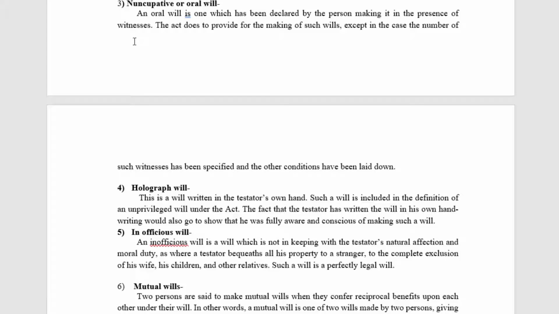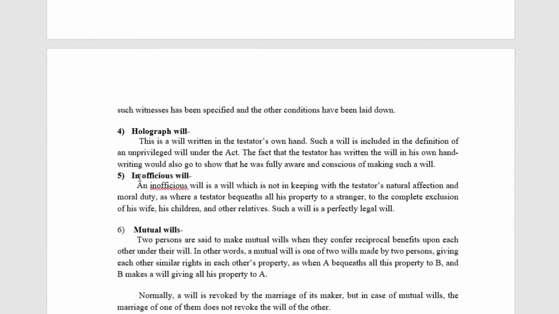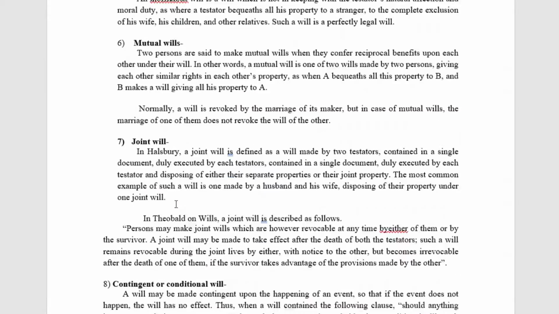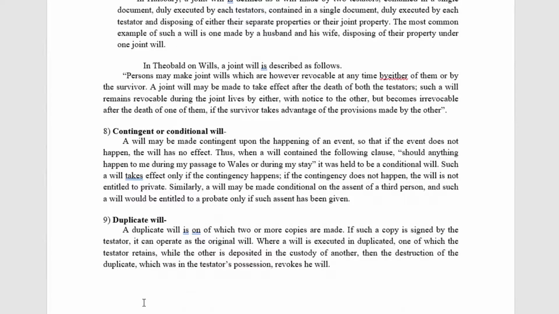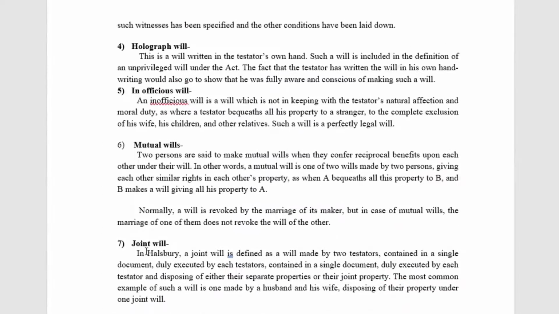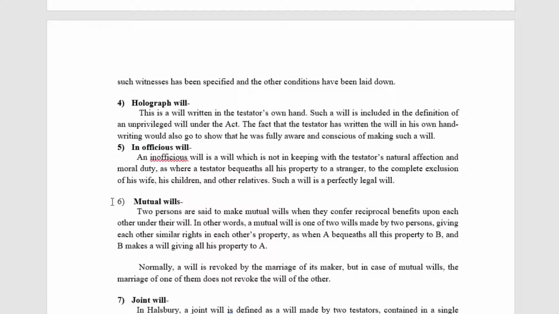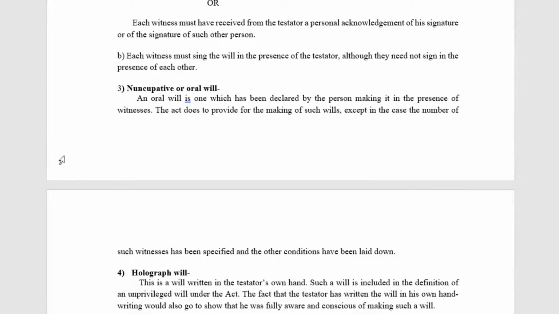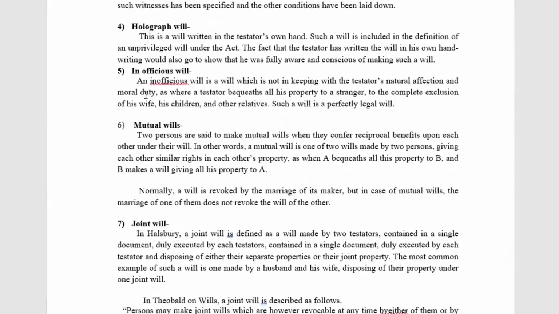Here we can get the other kinds of will, that is, nuncupative or oral will, holograph will, inefficacious will, mutual wills, joint wills, contingent and conditional will, and duplicate wills. That means these are the different kinds of wills that we can find other than the privileged and non-privileged will.